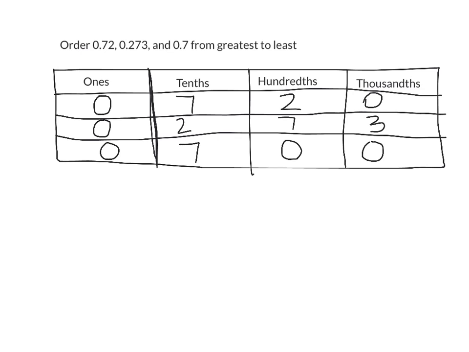So when we go and write our list of our numbers from greatest to least, we determined that our greatest number was 72 hundredths. So that would come first. Then 7/10 came next. And finally, our smallest number was 273 thousandths.